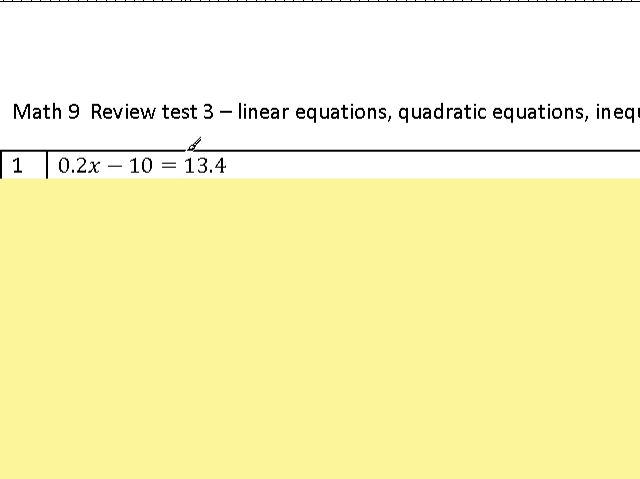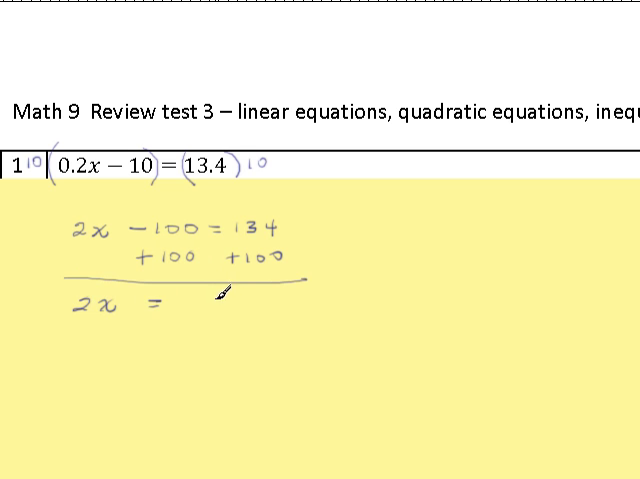Let's multiply the right by 10 and the entire left side by 10. So on the left we have 2x after multiplying through. 2x minus 100 is equal to 134. Now just add 100 to both sides. And we have 2x is equal to 234. Divide by 2, and we have that x is equal to 117.